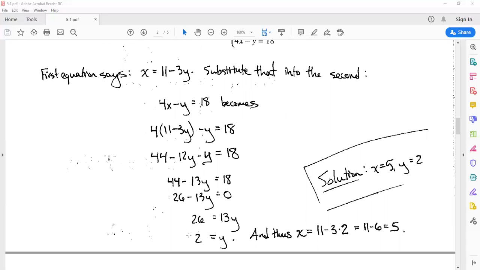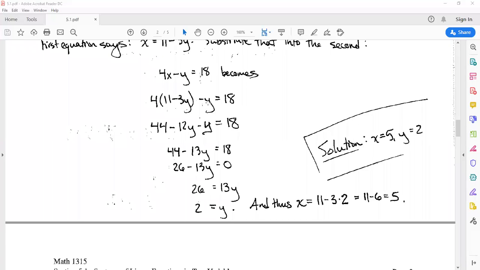And now I know what y is, so I can go back and plug it into the expression I have for x to find out what x is. So if y equals 2, then x must be 11 minus 3 times 2, which is 5. And thus the solution here is x equals 5, y equals 2.